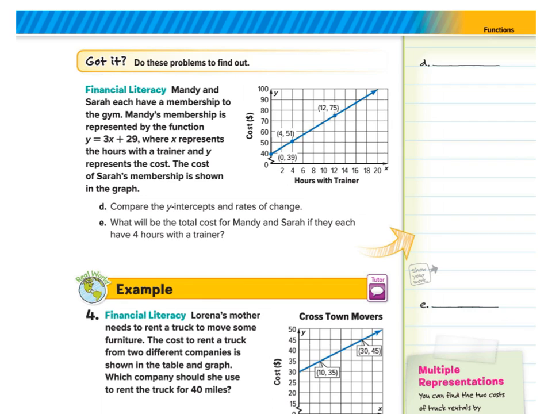And so now for our got it question, Mandy and Sarah each have a membership to the gym. Mandy's membership is represented by the function y equals 3x plus 29, where x represents the hours with the trainer and y represents the cost. The cost of Sarah's membership is shown in the graph. Compare the y-intercepts and rates of change. Let's start off with the y-intercepts.